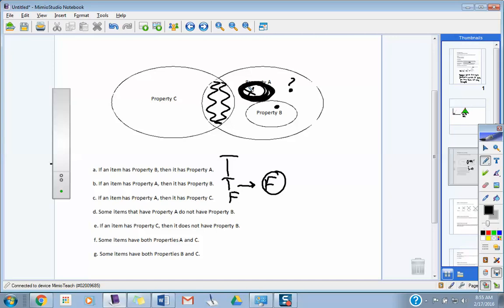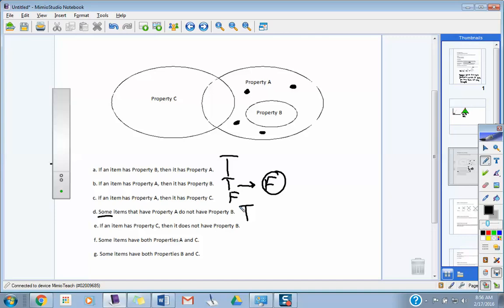Letter D. Let me clean some of this up here quickly, guys. Okay. Letter D. This one will be for your group, Mary. Mary says some items have property A. Now listen to the wording. Some items that have property A do not have property B. True. Okay. Doesn't say all of the items that have property A. It says some. Here's some points that have property A but not property B. Would you guys agree with that? So that statement is what? True. Very good. Anyone disagree with true?